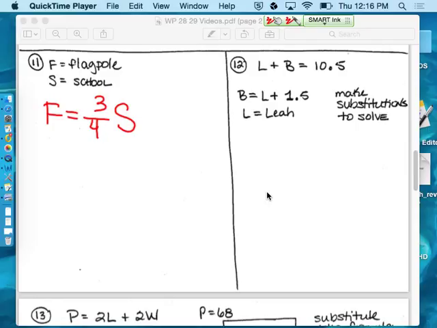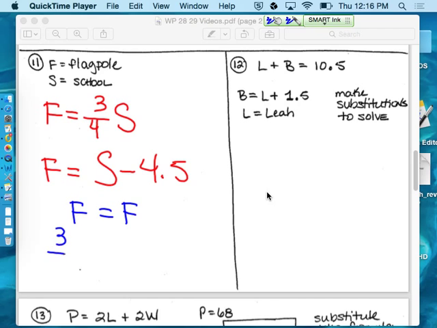So that implies that the flagpole is shorter than the school, and if they differ by 4.5, I would describe the flagpole as the school minus 4.5. And then I could just take the two equations. The flagpole would be set equal to itself, make your substitutions, and you would solve this. That's the equation that you would solve.